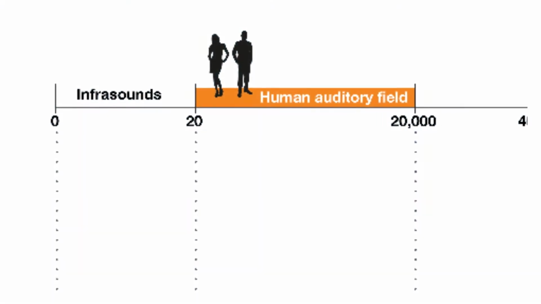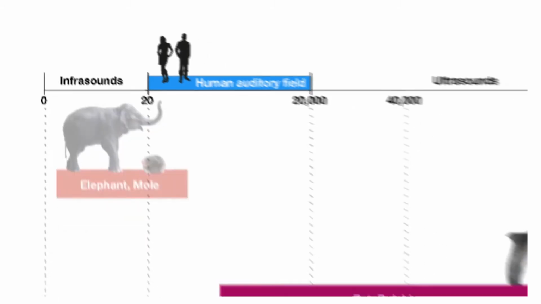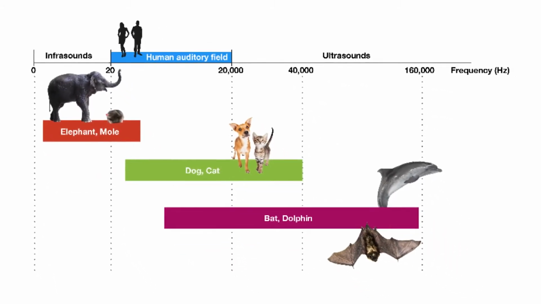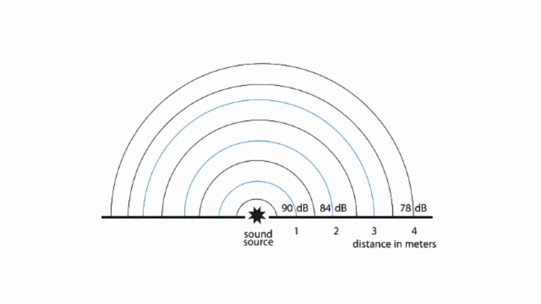Humans have a normal range of hearing between 20 and 20,000 hertz, which is different from many other animals, as you can see on this chart. We measure the frequency of sound waves or pitch in a unit called hertz, named after the first person to provide conclusive proof of the existence of electromagnetic waves. Since sound waves spread out as they travel away from the source, the sound intensity decreases over time, which means that the farther the listener is away from the source, the quieter the sound is.